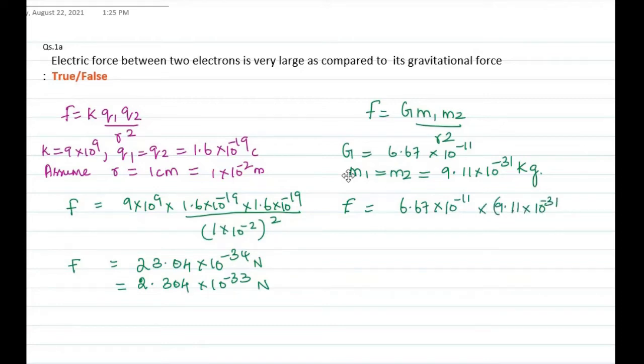2 times m1 m2, both the values are same, so I'm putting 9.11 into 10 to the power of minus 31 the whole square. So m1 into m2, right? Both the values are same, so just put it as square, divided by 1 into 10 to the power of minus 2 the whole square. Okay, so after doing the mathematical calculation, you will get the value as 5.5 into 10 to the power of minus 67 Newton.